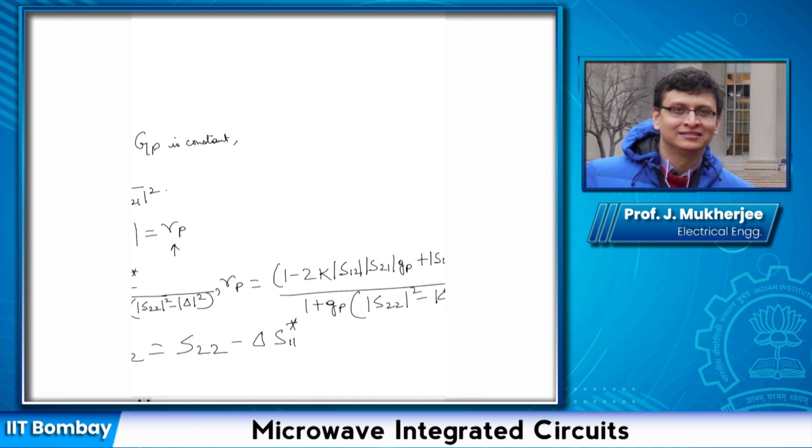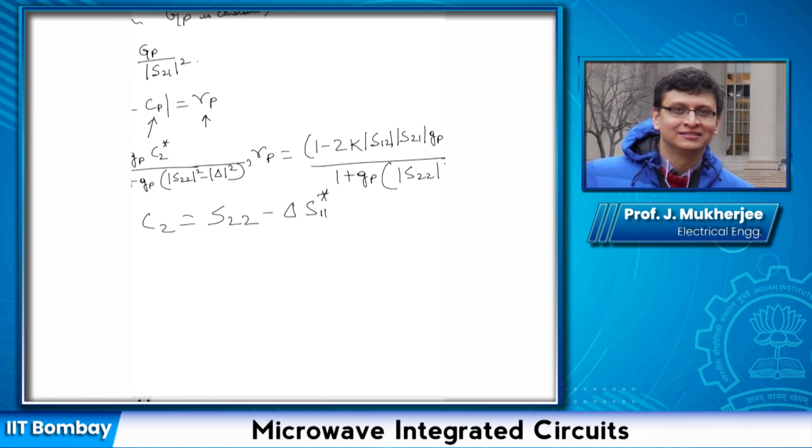So again, all the constant GP circles will lie on the same straight line. When gamma L is the value that we derived a few minutes back, then we obtained Gp equal to Gp max, which in turn is equal to Gt max, which in turn is equal to Ga max.